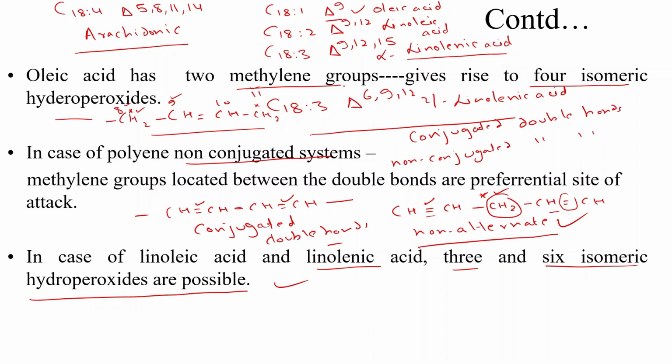The mechanism of autoxidation of these fatty acids we will discuss in the coming slide. Now let us first look at oleic acid, which has one double bond at the 9th position. Then linoleic acid has 2 double bonds at 9 and 12. Alpha linolenic acid has 3 double bonds at 9, 12 and 15. Gamma linolenic acid has 18 carbon atoms and 3 double bonds at 6, 9, 12. Then arachidonic acid has double bonds at 5, 8, 11, 14. I told you this in the previous slide also.